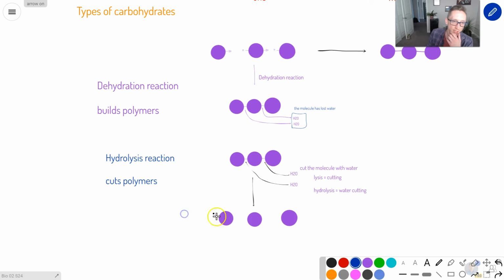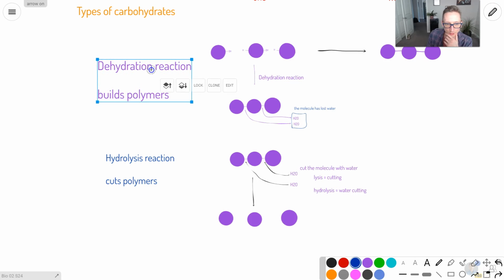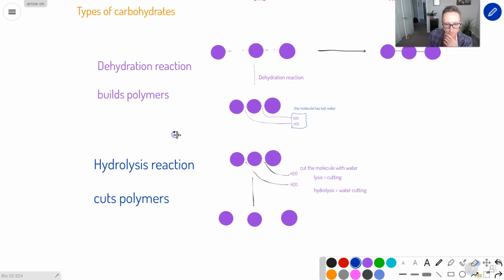Polymers. Okay? Dehydration reaction builds polymers. Hydrolysis reaction cuts polymers. So we add water to cut things. We take water out to build things.